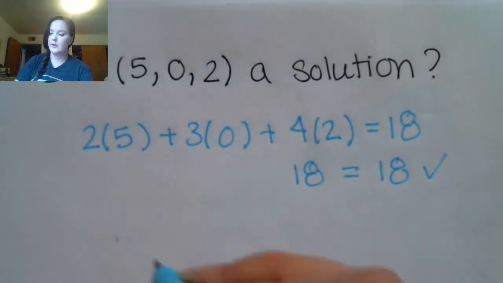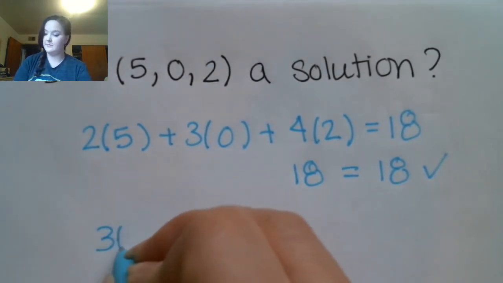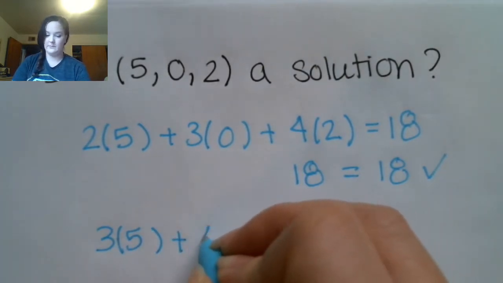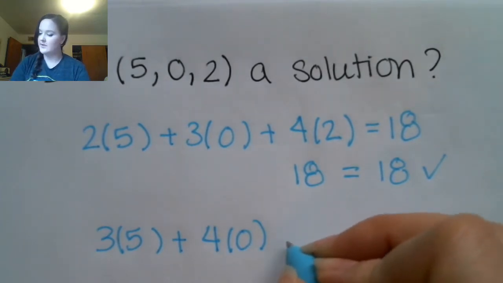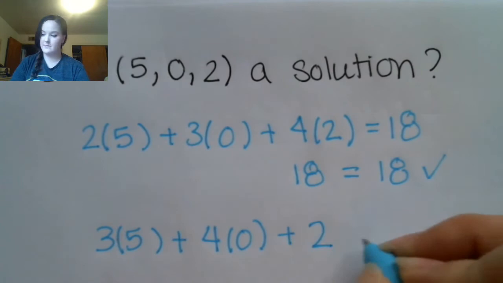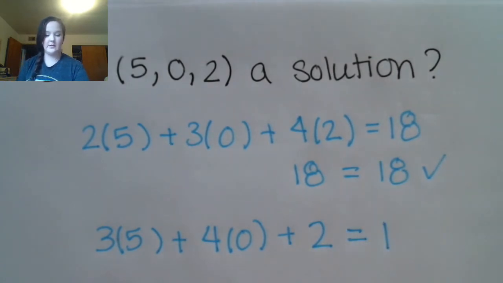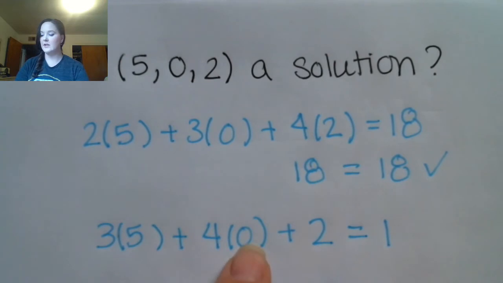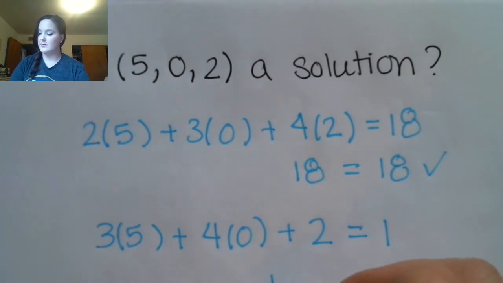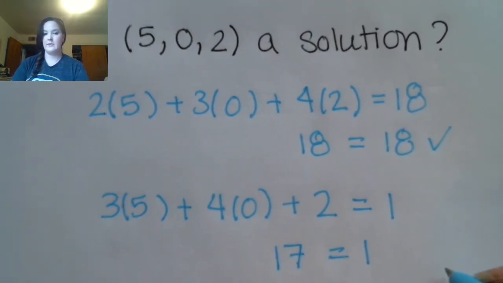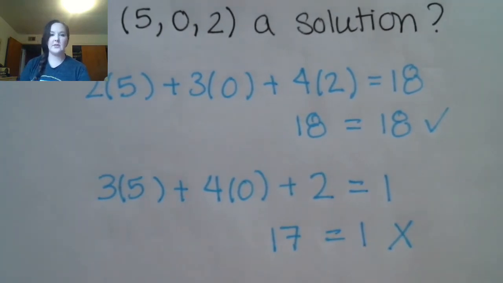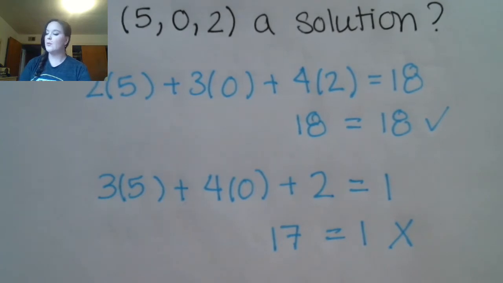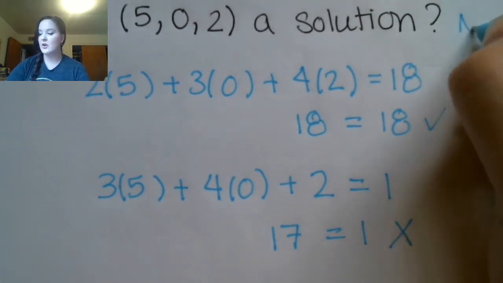Now let's check the second equation, which was 3x plus 4y plus z equals 1. So 3 times 5 is 15, plus 0 plus 2. So 15 plus 2 is 17. So this is going to be false. And when we get a false answer, obviously 17 is not equal to 1, we can say right away that this is not a solution.